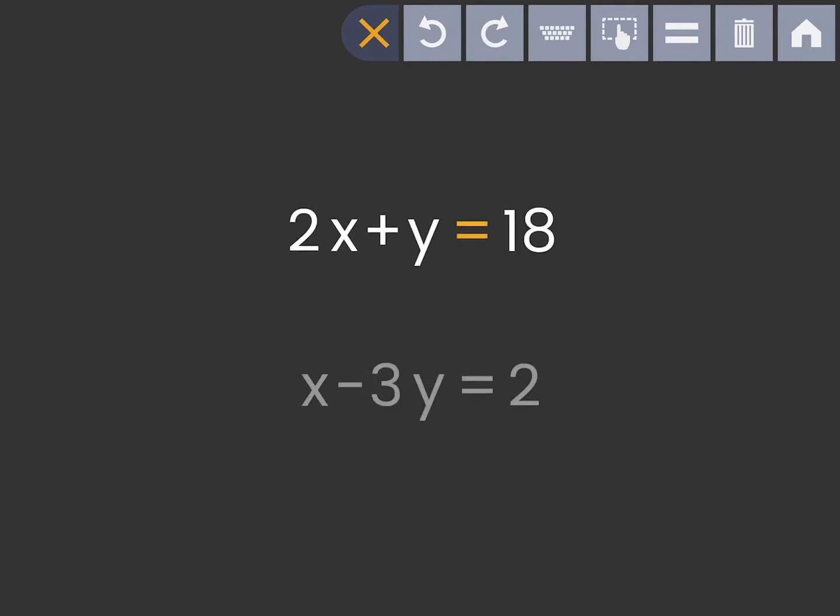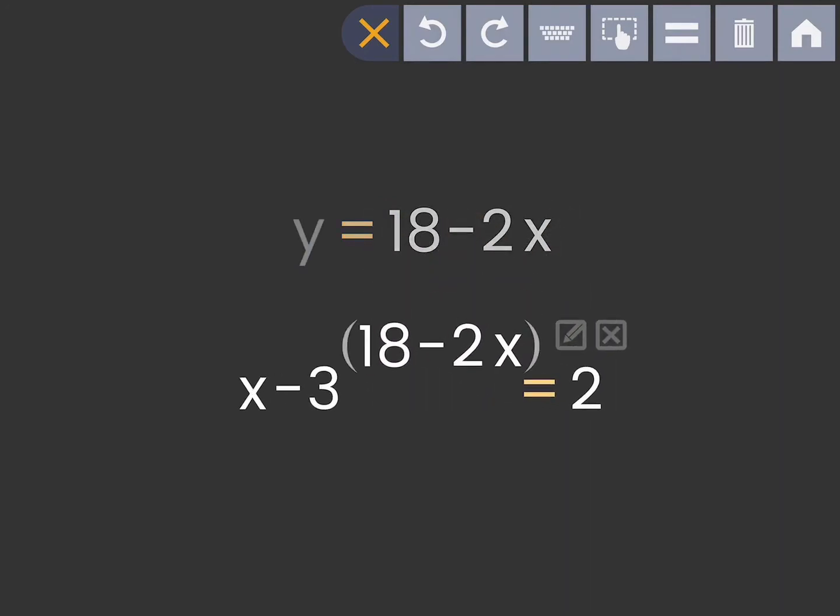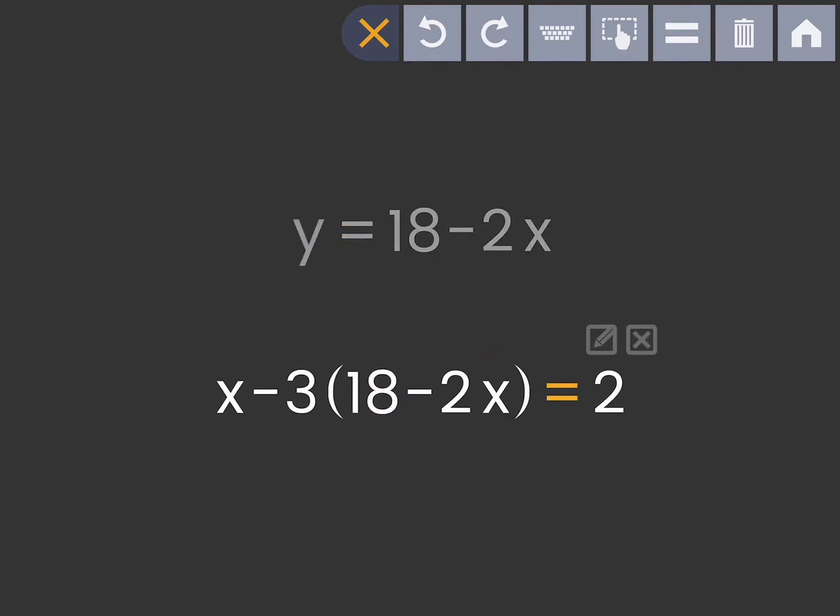In this example, we have a system of two equations with two variables, x and y. Use the first equation to solve for y. Now, substitute y into the second equation. The second equation can now be solved for x.